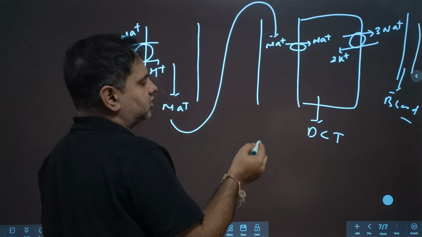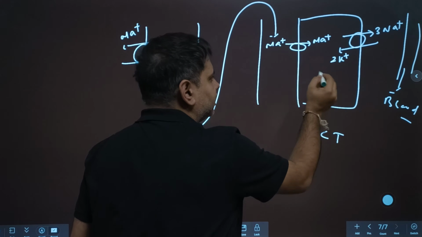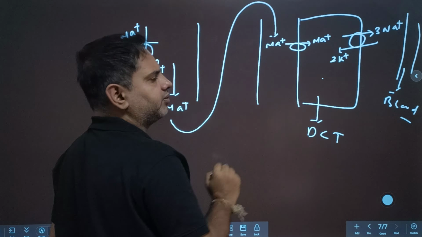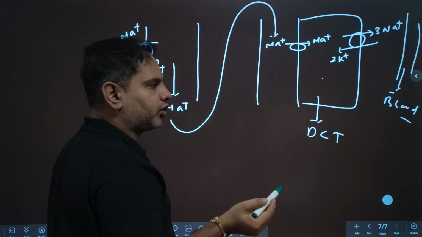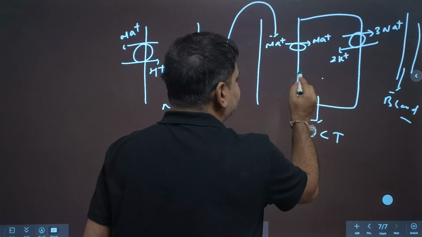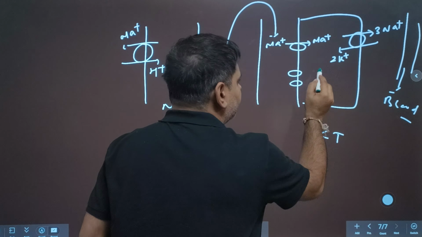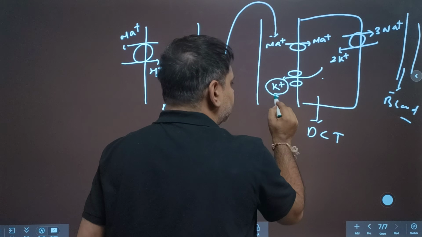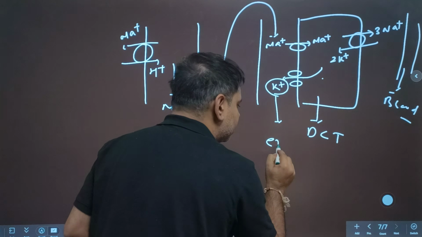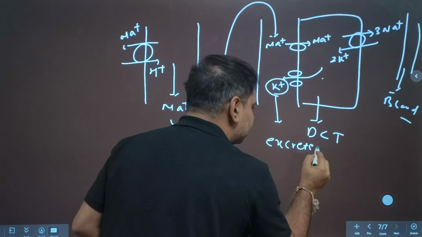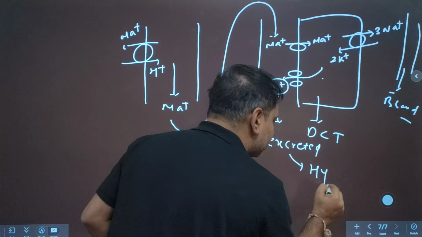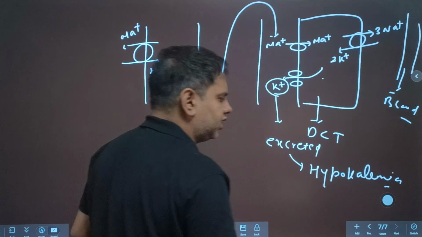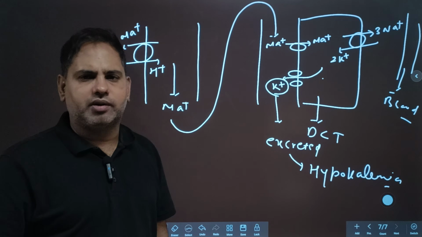So what will happen? This cell is going to be rich in potassium, right? There are potassium channels that also reabsorb potassium ions. There are leaky channels for the potassium which will leak out this potassium, and this potassium is going to be excreted out. Simple concept, excreted out, and it can result in hypokalemia. And with respect to your loop diuretics also it can happen.